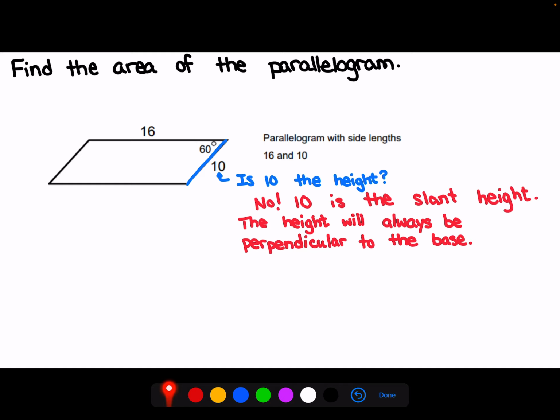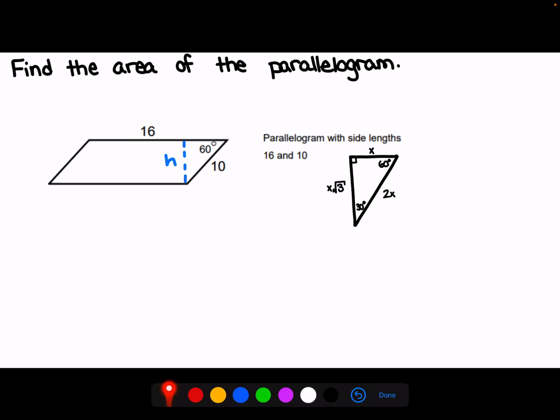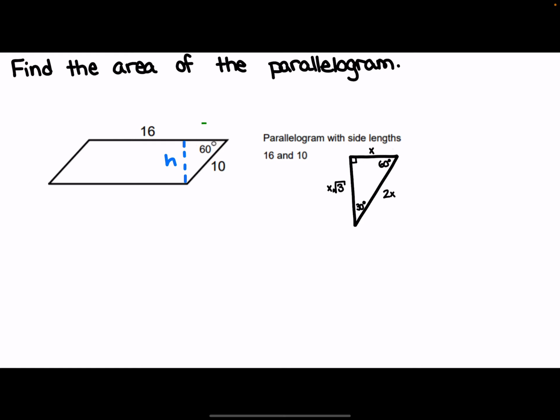And what that does is it will create a 90-degree angle here, which makes this into a 60, 30, 90 triangle. So that's one of our special right triangles. Side opposite 30 is x, side opposite 60 is x rad 3, side opposite 90 is 2x. The only side that I have is 2x, and that maps with 10. So therefore 10 equals 2x. If that's the case, then the top portion here, x, must be equal to 5.